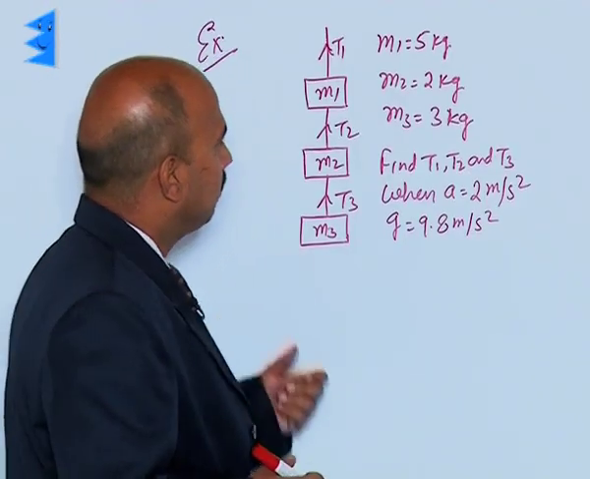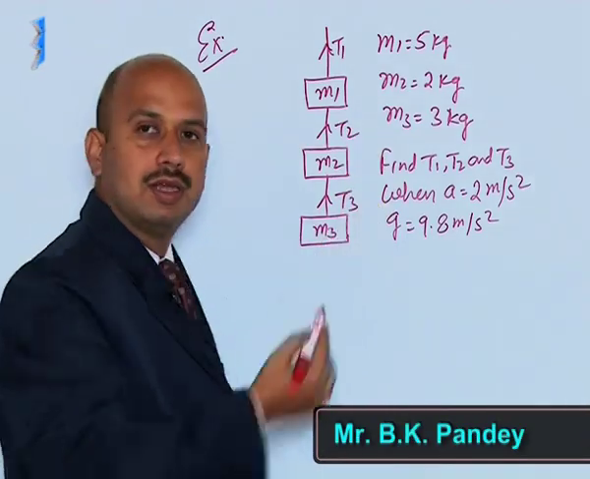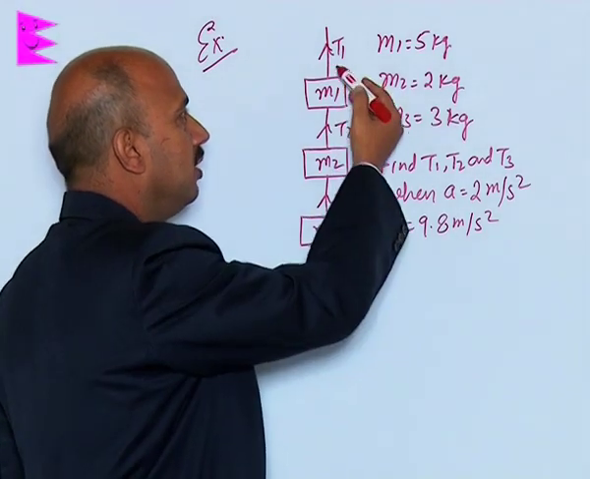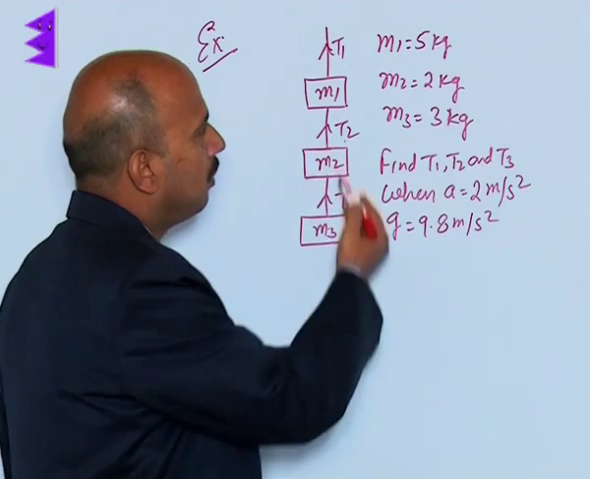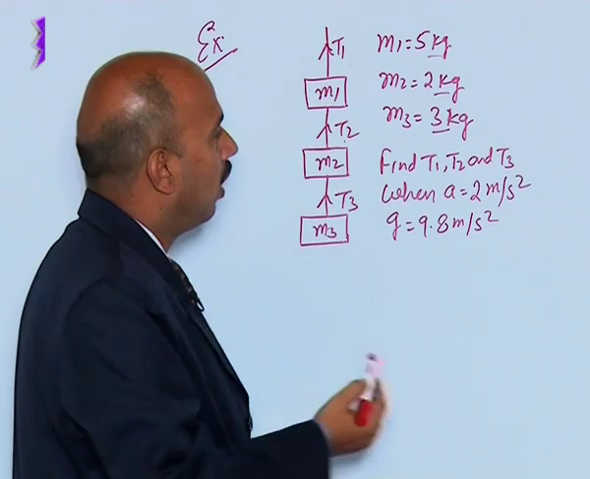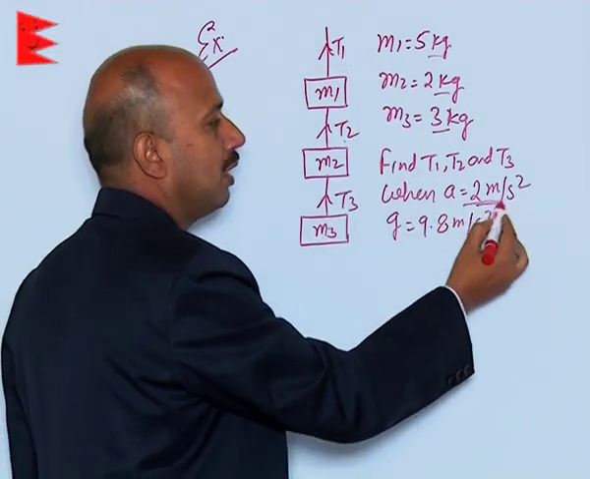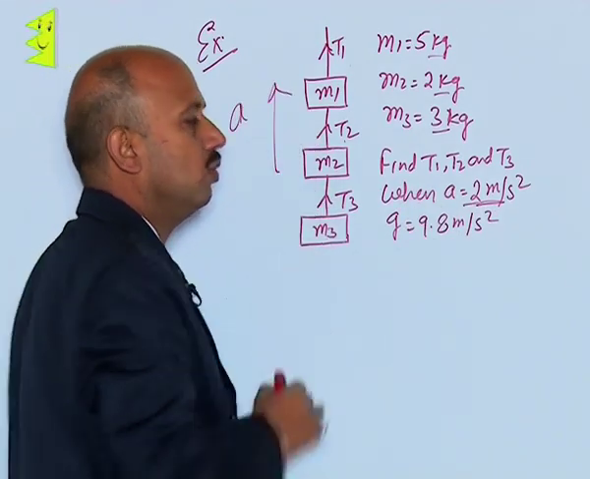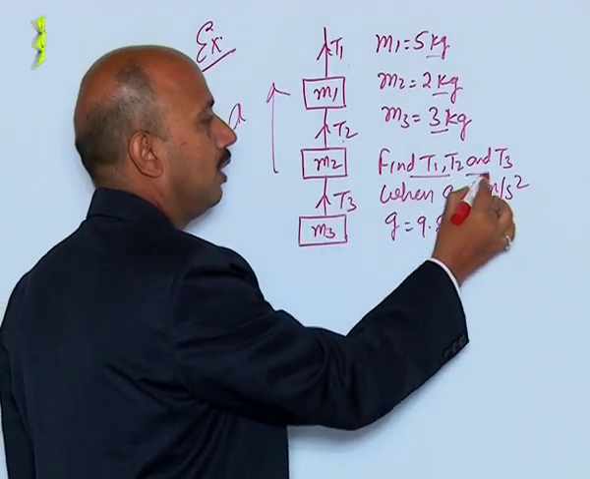Now see this question. This is the system, M1, M2 and M3, three masses connected by strings. Tensions in the strings are given as T1, T2 and T3. The values of the masses are 5 kg, 2 kg and 3 kg. The whole system is going upward with an acceleration of 2 meters per second squared. It means upward acceleration A is given to you. Now you have to find the values of T1, T2 and T3.